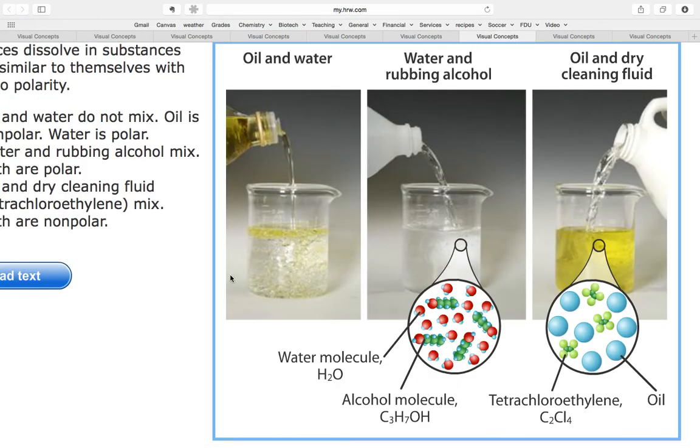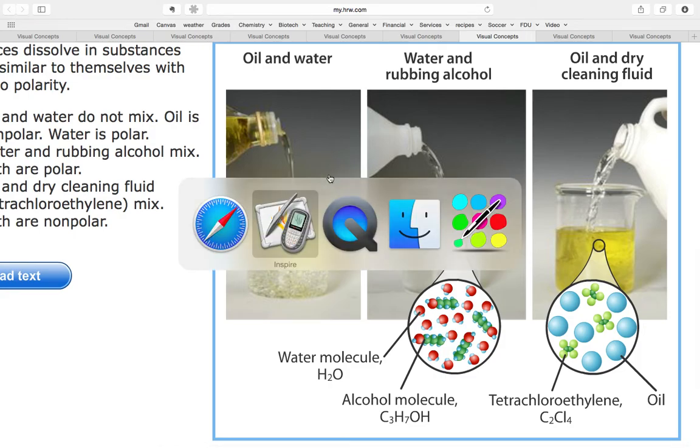So oil and water. If you've ever taken olive oil and put it in water, what you'll get is a layer of oil on top and the water below, because water has a greater density than oil, so water floats on the bottom, oil floats on top, but they don't mix. Okay, this would be an example of an immiscible solution. Now why is that?